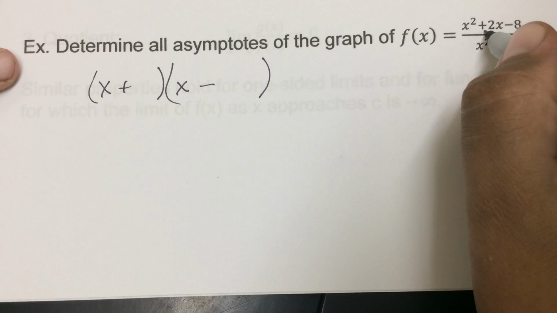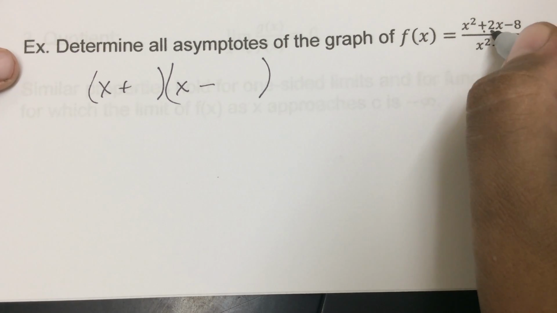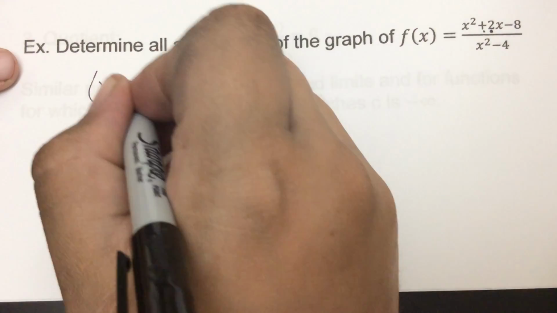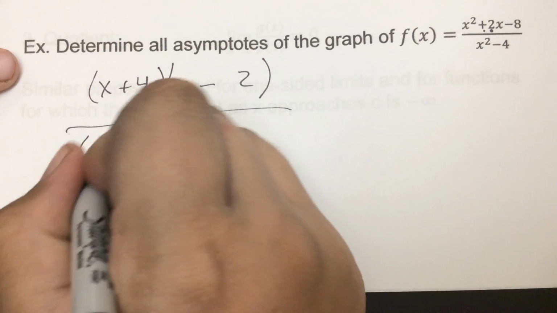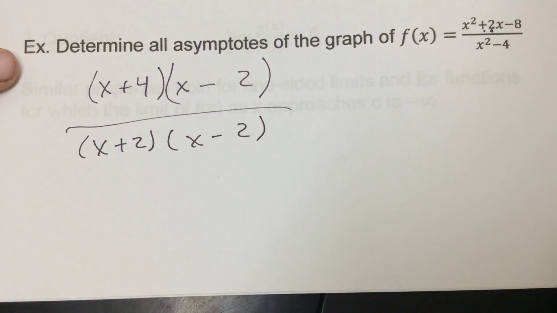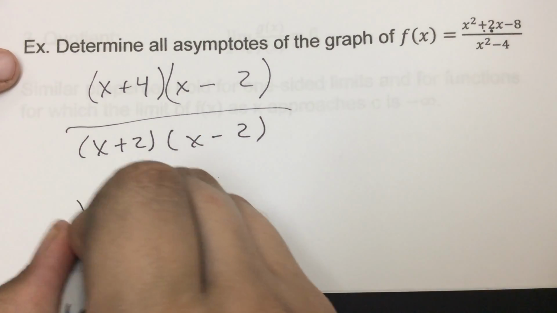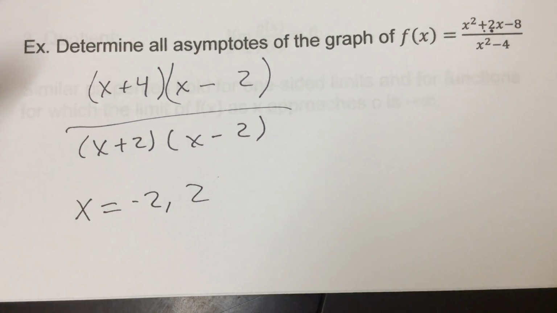And the middle is positive, so the bigger number has to be positive. So a difference of 2 for factors of 8. Well, 4 and 2. Bottom, this is a difference of squares. So this is going to go to x plus 2, x minus 2. So right now our candidates for asymptotes are when x is negative 2 and x is 2.